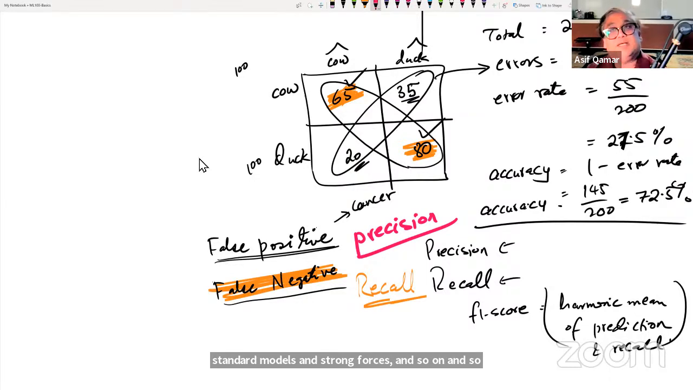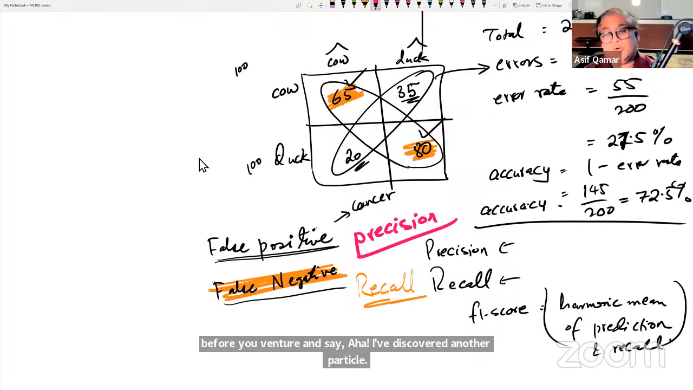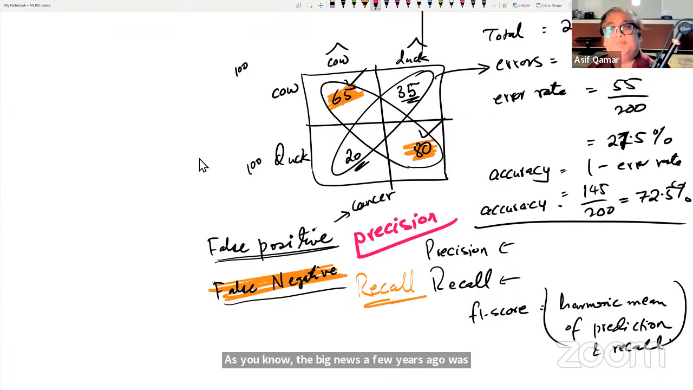But before you venture and say, aha, I've discovered another particle, as you know, the big news a few years ago was the discovery of the so-called God particle, the Higgs boson. Its discovery was very important because without the Higgs field, physicists have no way to explain how the universe started out as a ball of light. Light is massless, and all of a sudden, it ended up with the universe that we have today. Well, not all of a sudden, but over time, we end up with the universe of today, where matter tends to be massive. Right? If in doubt, stand upon the scale.